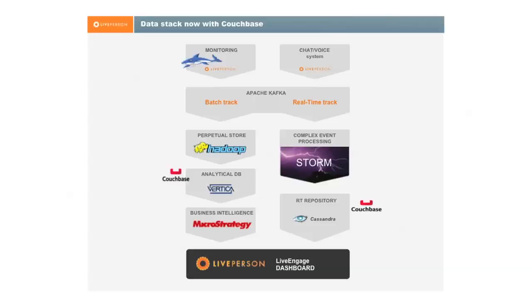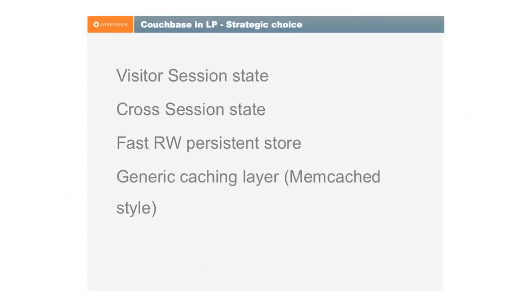For us, Couchbase is a strategic choice. We're looking at using it, as Deepti mentioned before, for visitor session information. We also want to use it as a cross-session state, so server-side cookies, essentially. The fact that it's a fast read and write persistent storage is key for us. We have a lot of heavy-load read and write apps, so we need to rely on something, and we're most likely going to rely on Couchbase. And the fact that it has a built-in memcache is also a sweet spot for us, because sometimes you just need a generic caching layer, and the fact that we can use memcache is great for us.